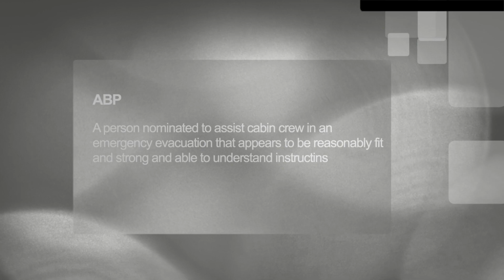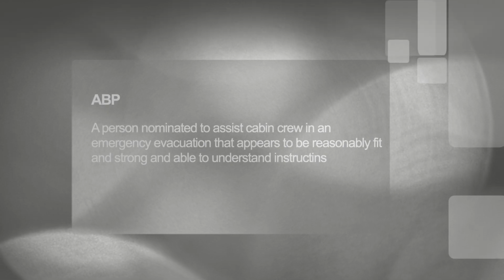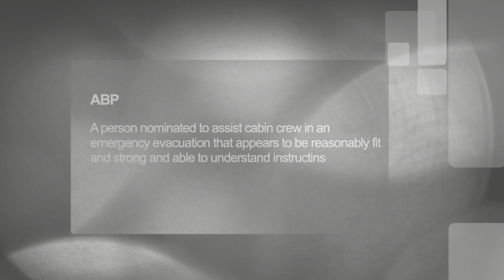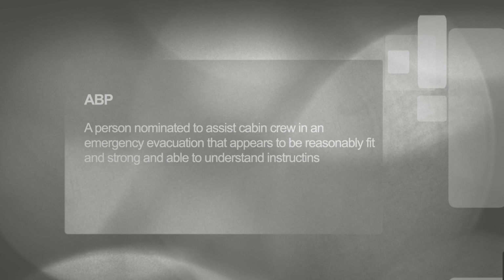There's something called ABP, able-bodied passenger. What is the able-bodied passenger? The able-bodied passenger is the person who assists the cabin crew in an emergency situation. The definition: a person nominated to assist the crew in an emergency evacuation, responsibly fit and strong and able to understand the instructions.